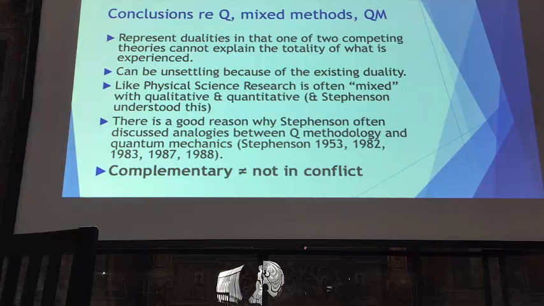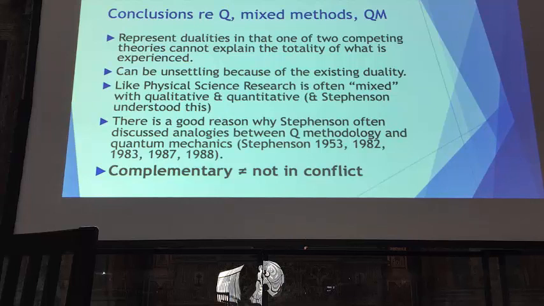In fact, physical science, chemistry and physics, is often mixed. And I think that a lot of times when people talk about scientific research, they think of it as purely quantitative. Even in physics, that it's purely quantitative. And that's simply not true. It's a misconception about how science works. And in science, we always have qualitative and quantitative.